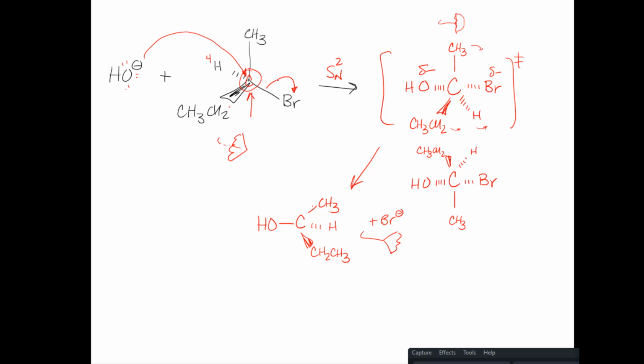Well, hydrogen is 4, bromine's 1, ethyl's 2, methyl's 3. So going from 1 to 2 to 3, this is our R configuration. And down here, hydrogen is 4, oxygen is 1, ethyl's 2, methyl's 3. In this case, 4 is now behind me. So going from 1 to 2 to 3 is now counterclockwise. So yes, the chiral center went from R to S in this inversion of configuration of this SN2 reaction. Okay, so that's how we would write the mechanism, and you will get practice doing that.